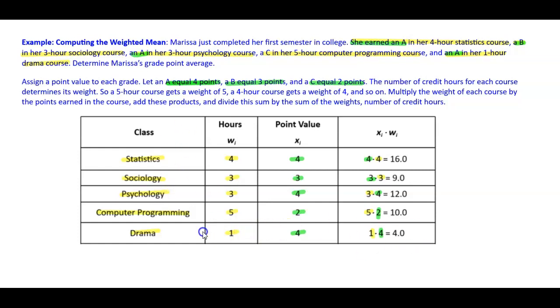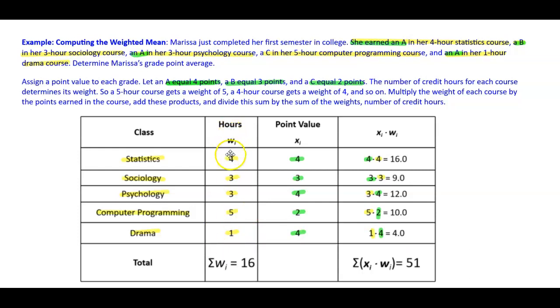Okay, so now what do we do? Now we want to find the totals. What is the total of the hours? The total of the hours is 16. So that's the sum of the hours. And the total for the final column is 51. If we add up this entire column, we get 51.